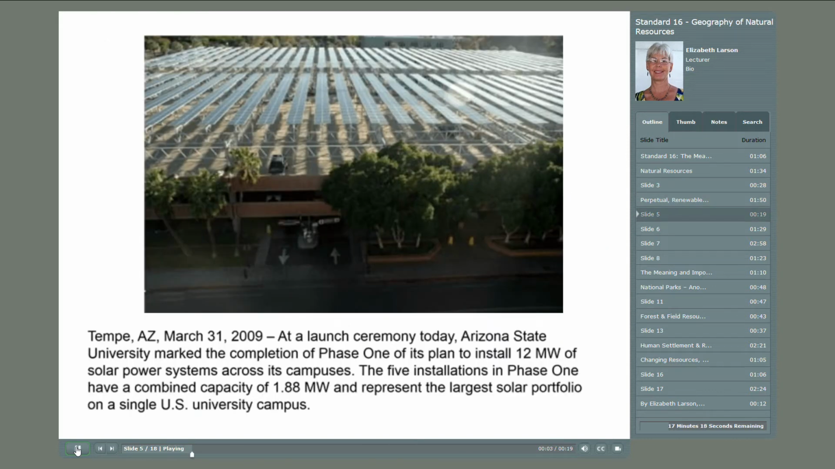This slide is the same slide that we saw in Standard 15. Solar panels installed at Arizona State University. What a great way to be innovative and environmentally and economically responsible simultaneously.